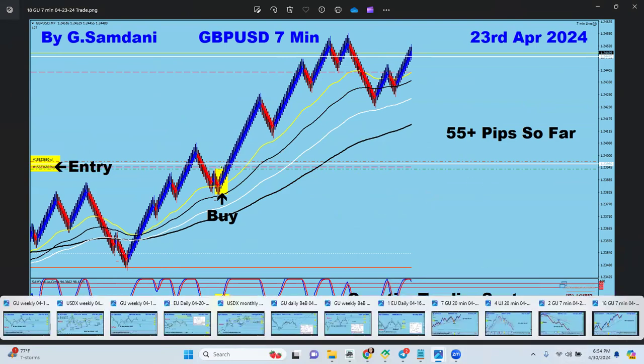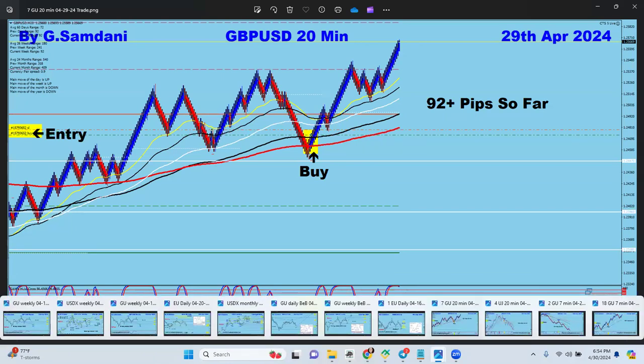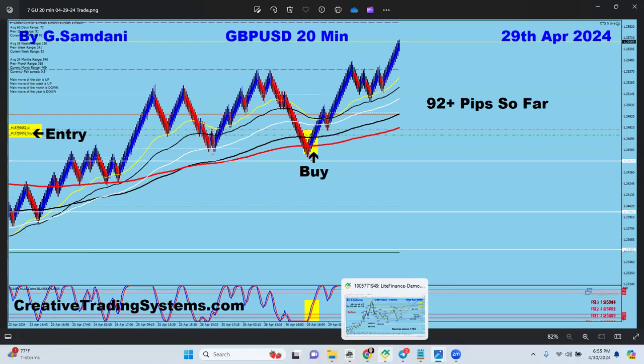Earlier USD was going to the upside and then actually going down, and then Pound USD went up again. This was the chart on the 29th, Monday, yesterday. I had a nice entry here, which was actually the day before, but I ended up closing on the 29th, and this was 92 pips to the upside. This is what happened with Pound USD.